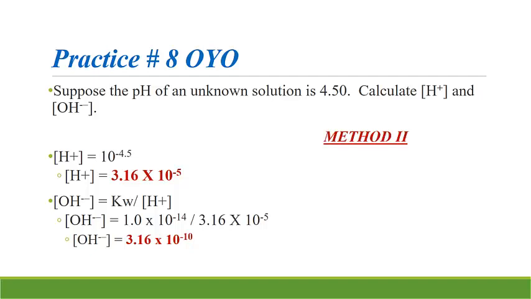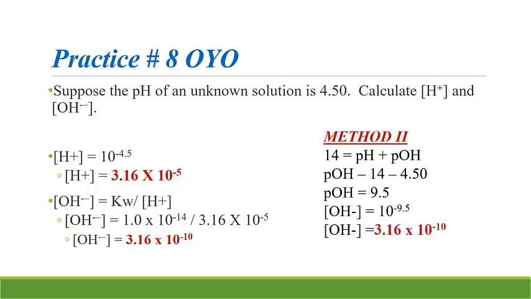The second method, which a lot of times I find students like a little better: first of all, we know the pH is 4.5. Well, if we know the pH, we can easily find the pOH just by doing a little subtraction. So we can take 14 minus 4.5 and get a pOH of 9.5. Well, once we know the pOH, we can take the antilog of that to find the hydroxide concentration.